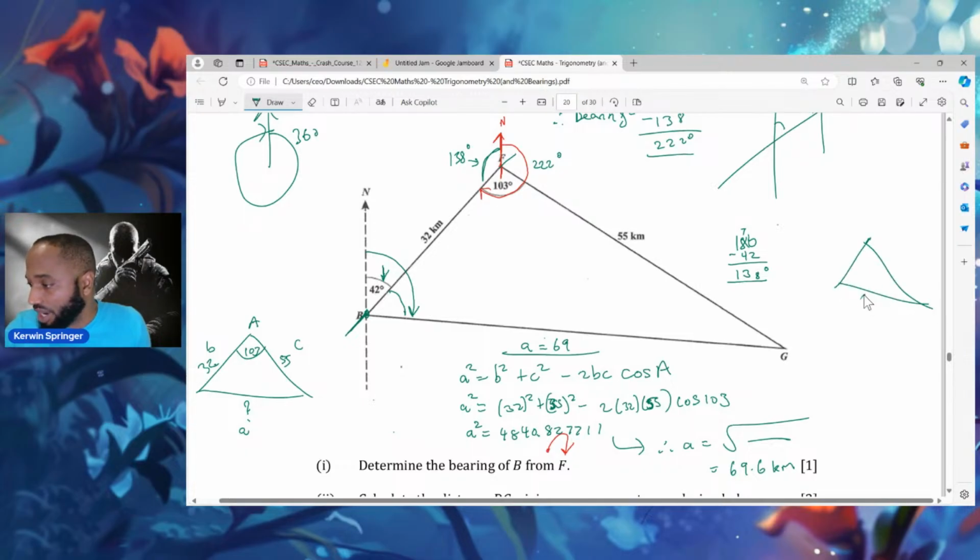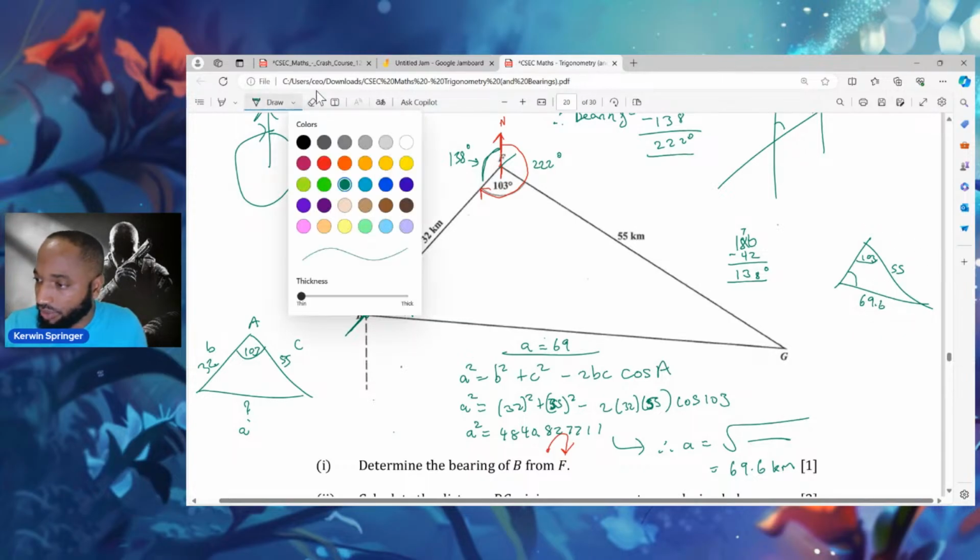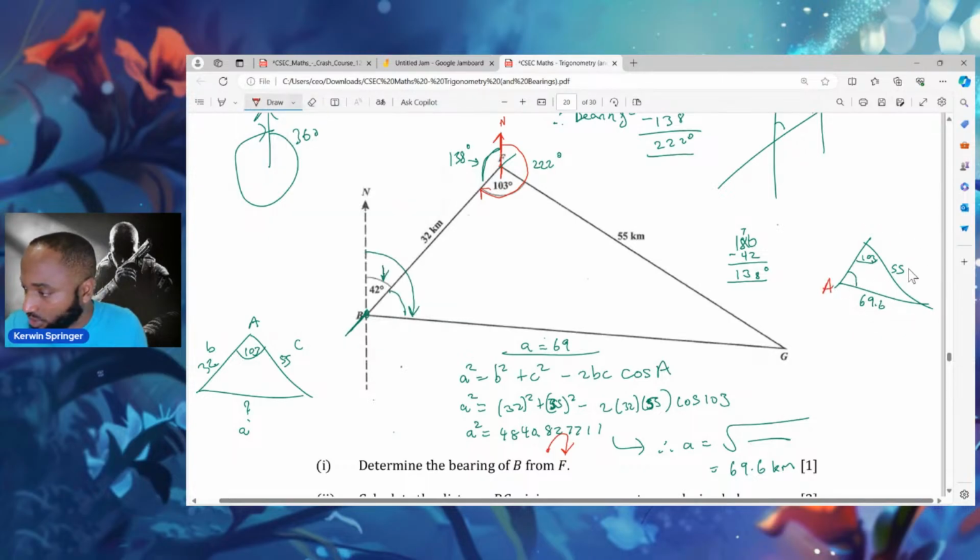You see how we just figured out that this was 69.6 and this is 103. We know a side and its opposite angle, the 69.6 and its opposite angle. And now we're trying to find another angle, and we know its corresponding side. That's when we're going to use the sine rule. According to the formula in the front, I'll call this one A, and I'll call this one B.